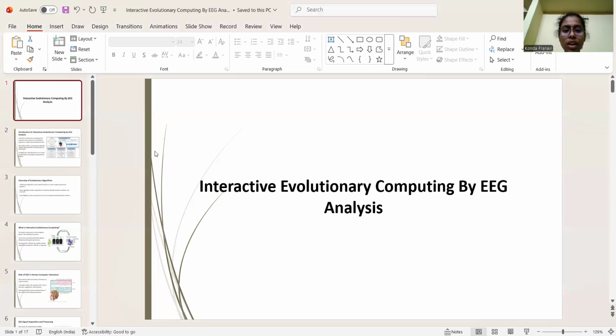EEG stands for electroencephalography, and it captures brain activity non-invasively. By combining IEC and EEG analysis, we can build systems that respond directly to the user's mental state, making interaction more natural and intuitive.